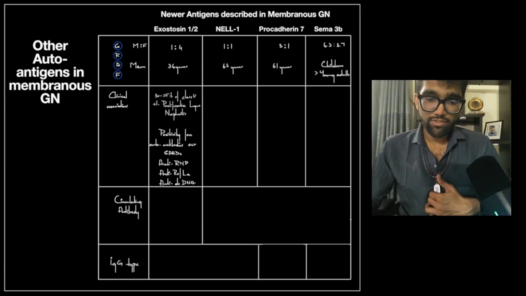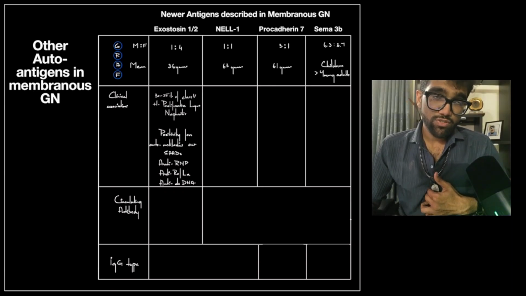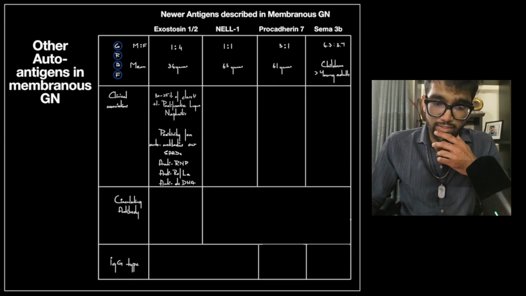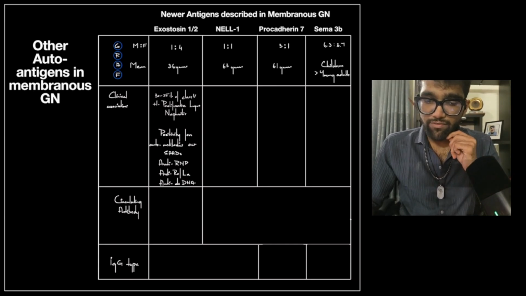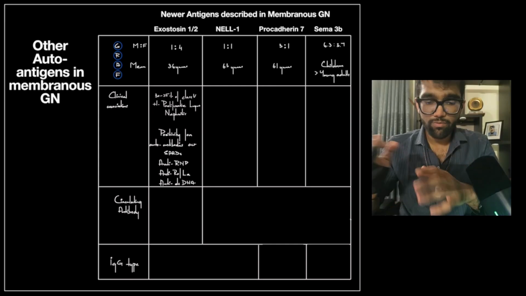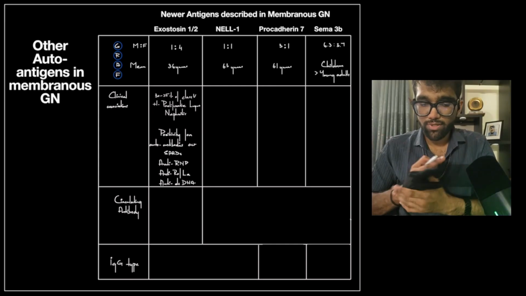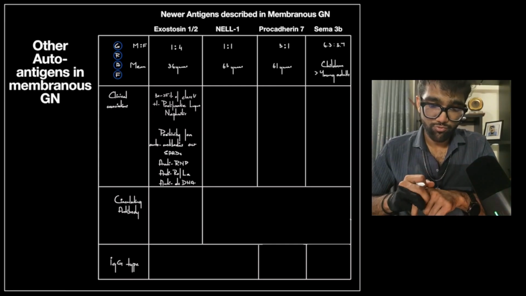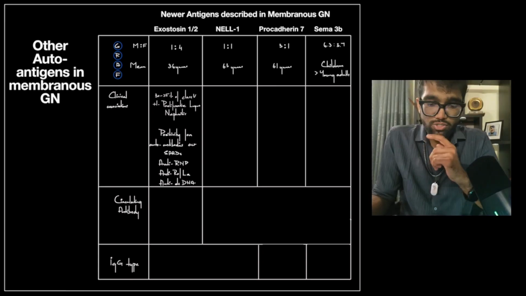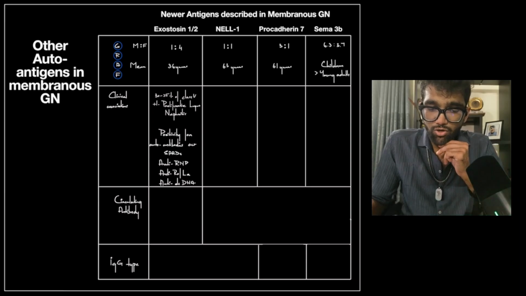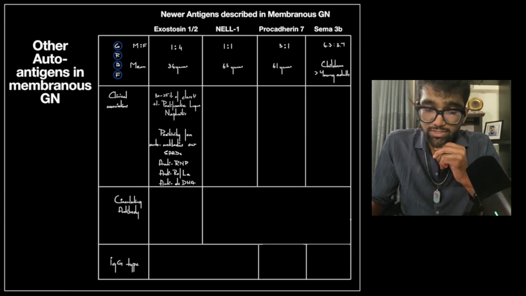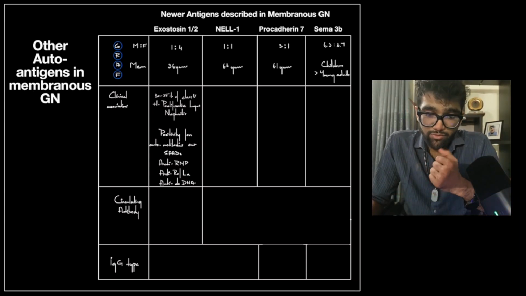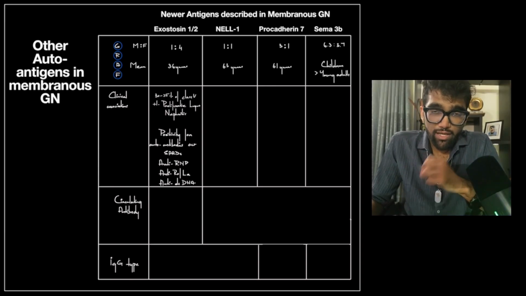Now, the clinical correlates of this are that exostosin 1 and 2, as I just discussed, in 30 to 35% of class 5 lupus nephritis, it is present, and there may or may not be concomitant proliferative glomerulonephritis, that is class 3 and 4 lupus nephritis along with it. Now, it also correlates with positivity of two other autoantibodies associated with systemic autoimmune disease. This includes RNP, like you would get with MCTD, that is mixed connective tissue disease, anti-Ro and La, and anti-dsDNA.